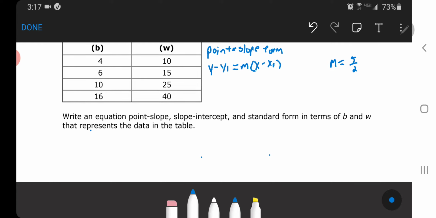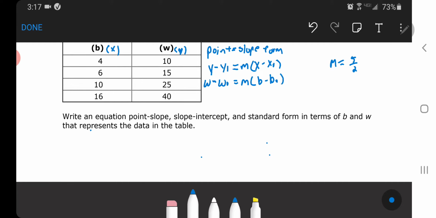But let's not forget that they want us to write it in terms of b and w, where w is like my y. Real quick, let's remember y, that's the same thing, and this is like our x. We're just renaming the variable. That's all we're doing. It's no big deal. Just instead of calling it y, we'll call it w. So it's like w minus w1 equals m times b minus b1.